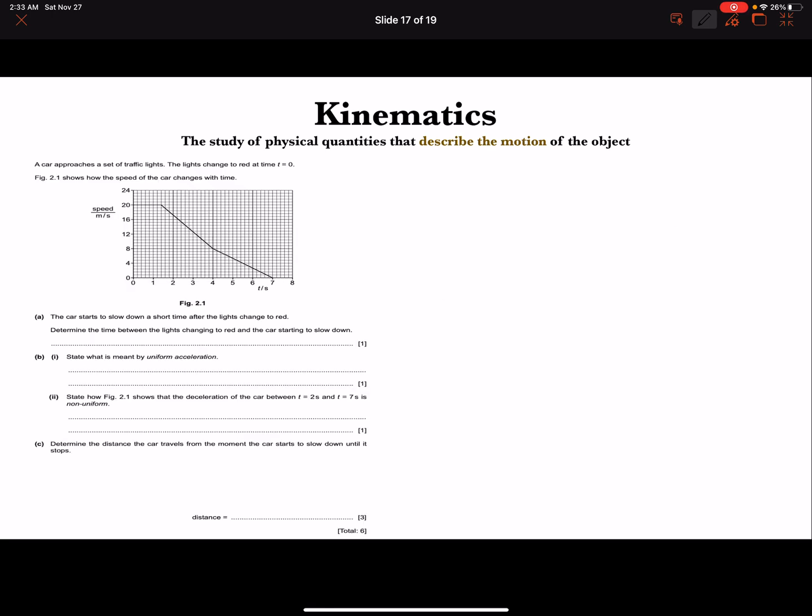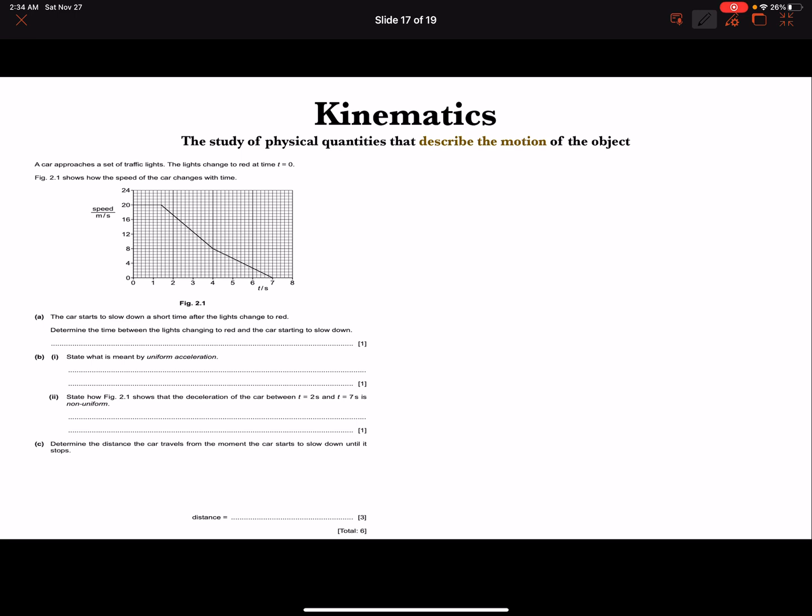So let's do this question. It says a car approaches a set of traffic lights. The lights change to red at time t equals 0. Figure 2.1 shows how the speed of the car changes with time. We know the change in speed with respect to time is going to give us the acceleration. Since the values lie above the x-axis, you can think of this as the velocity as well, if you'd like. In speed and velocity time graphs, the gradient gives us the acceleration.